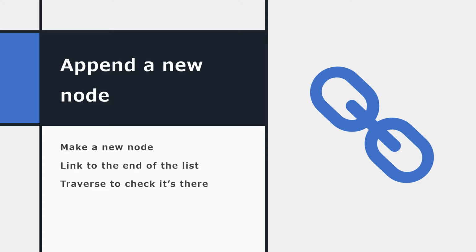Today we're going to add new code to append a new node to the end of the list. And the way we will do it is in 3 steps. We will make a new node at the free data location. We will link it to the end of the list, and then finally let's traverse the list to see that we've successfully added the new value to the end.